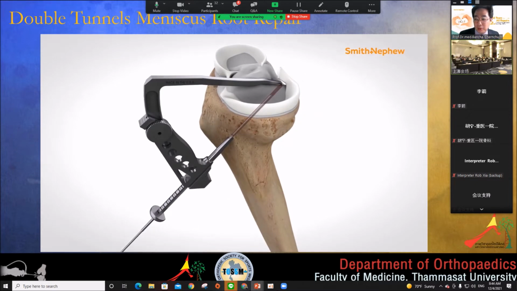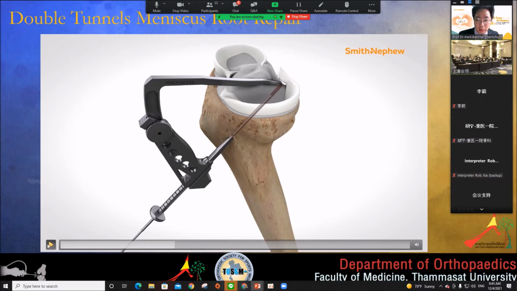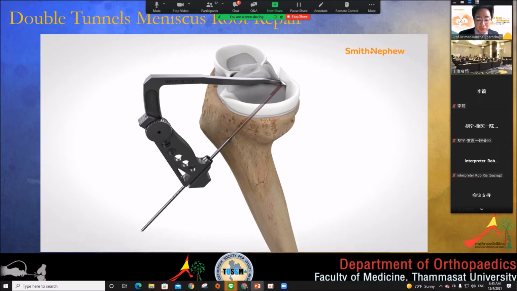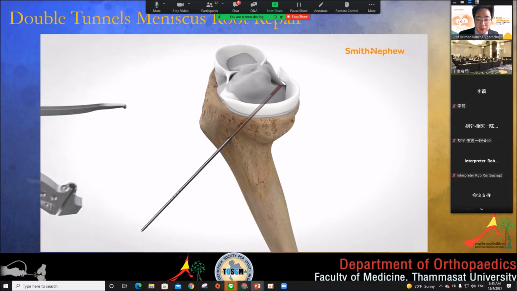So I recommend you use the stopper. Okay, that's a Smith & Nephew stopper. You can use this stopper for very precise drilling, to prevent vascular injury. And the aimer: slide the offset guide over the cannula through the middle hole. Slide it, take it out. So then you can pass the suture into this tunnel.